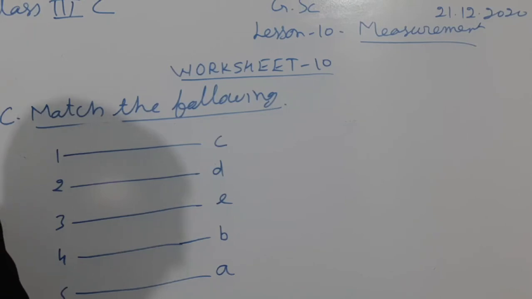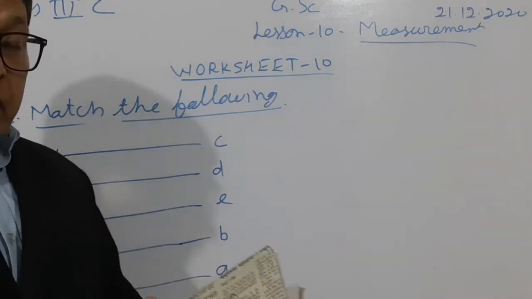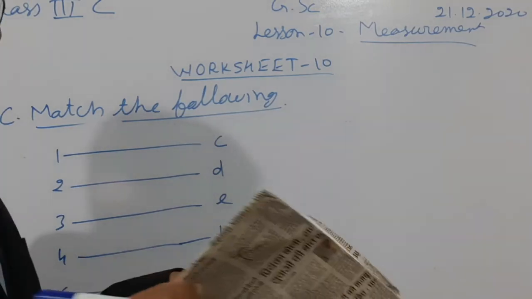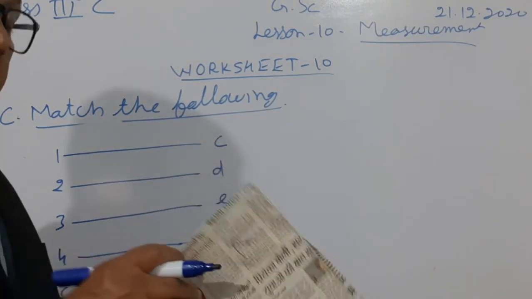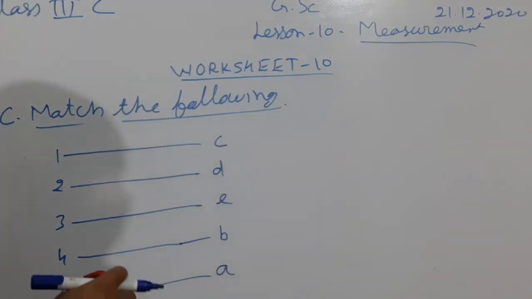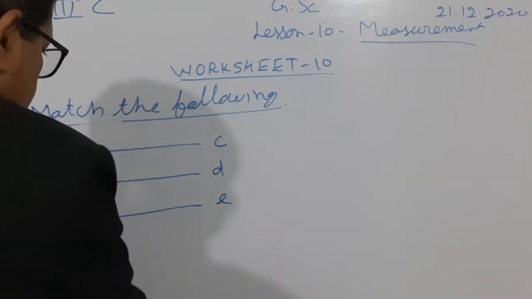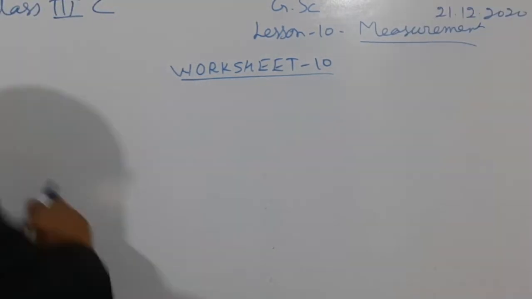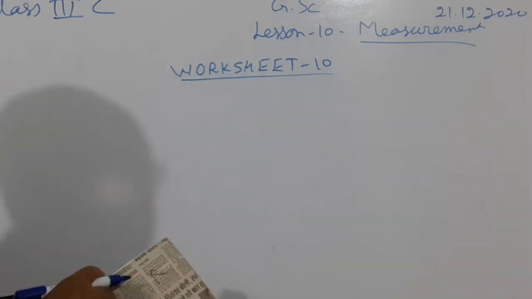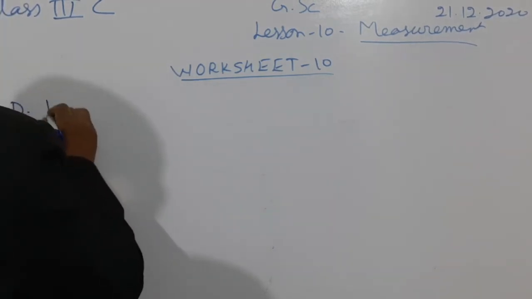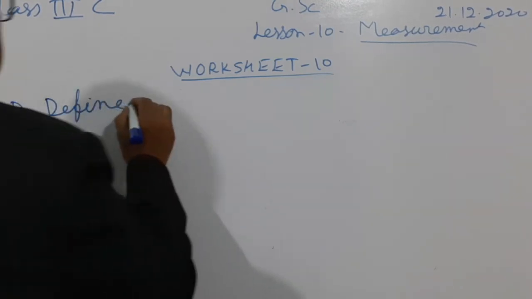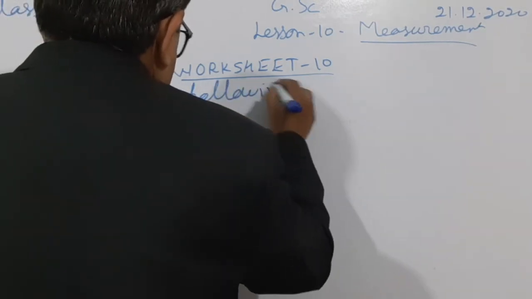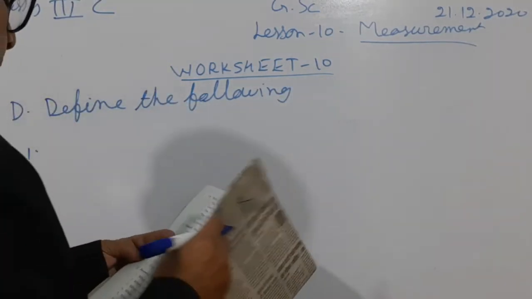Now next, D. Define the following. Number one is length.